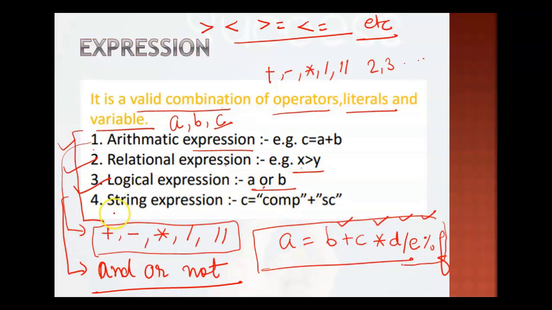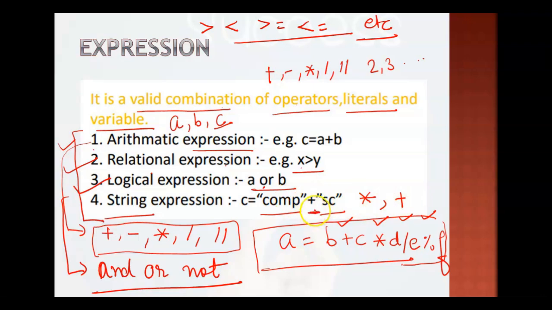Moving to the next, we have the string expression, and a string is a combination of characters enclosed in single or double quotes. In Python there is no difference between single or double quotes. You can see we have double quotes here and here. If you go for the string operators, you have the concatenation operator and the replication operator. The asterisk is the replication operator and plus is the concatenation operator.